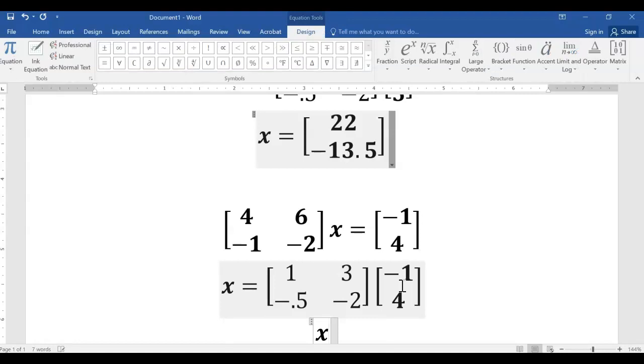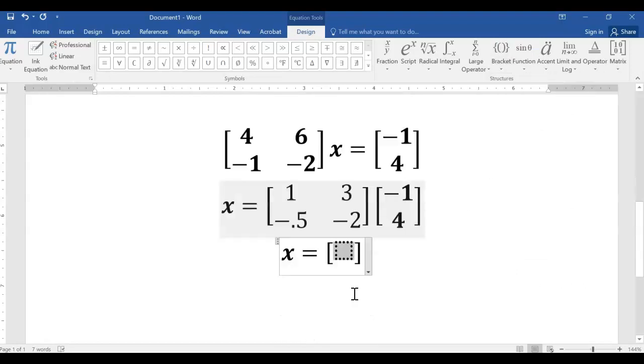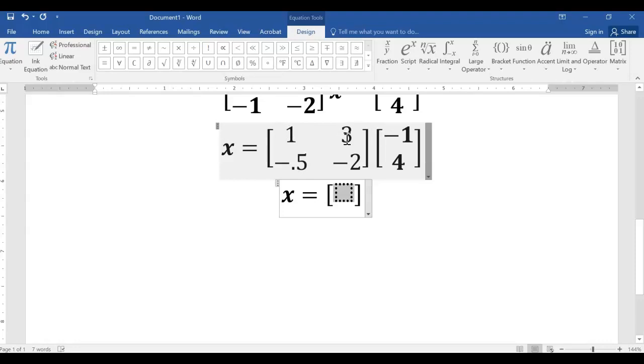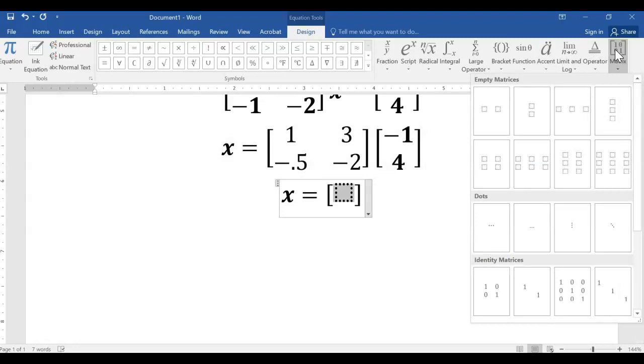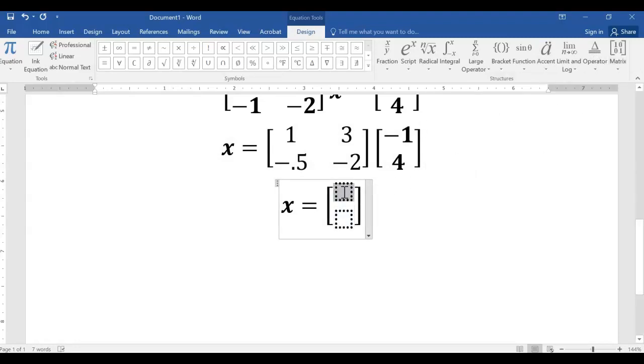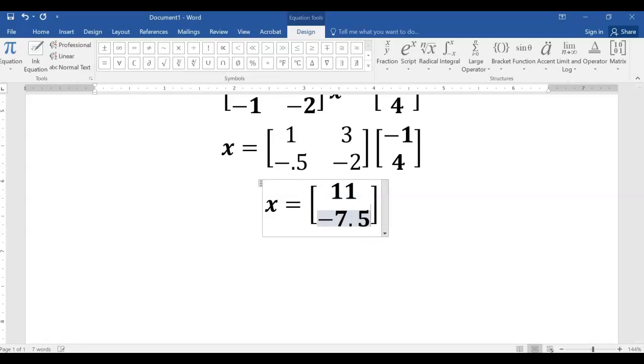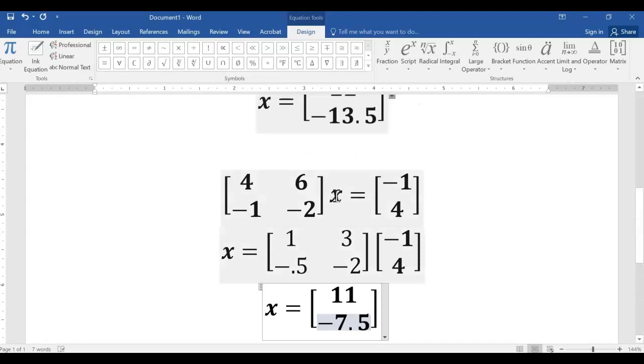And that is going to give me a vector, which hopefully, if I've done this right: 1 times -1 is -1, plus 3 times 4 is 12, so -1 plus 12 is 11. And then -0.5 times -1 is a positive 0.5, -2 times 4 is -8, so we're getting -7.5. And once again, if you wanted to check it, plug it in here and see that you get -1, 4. When I checked that, yes, it did give me an answer.